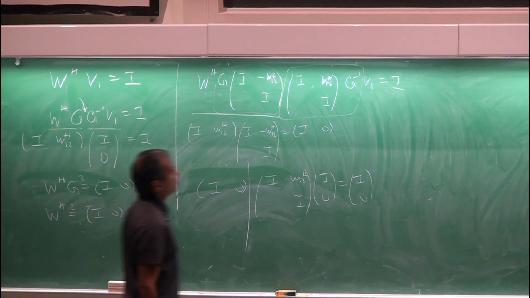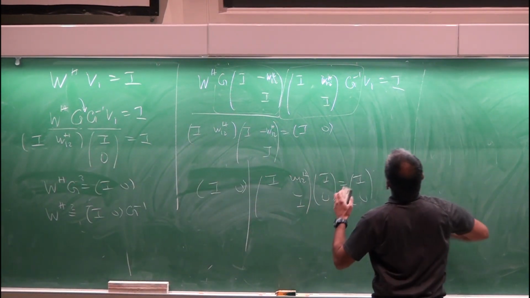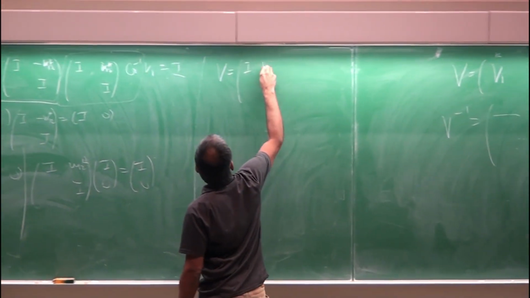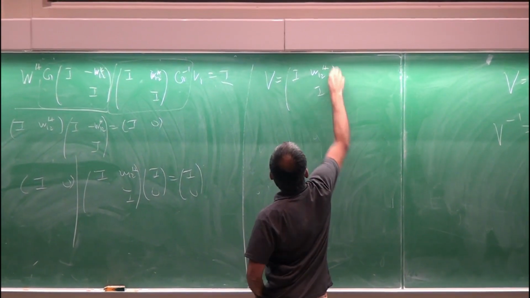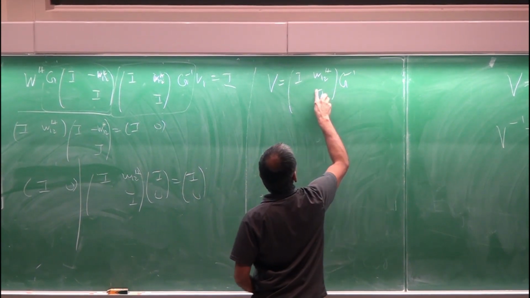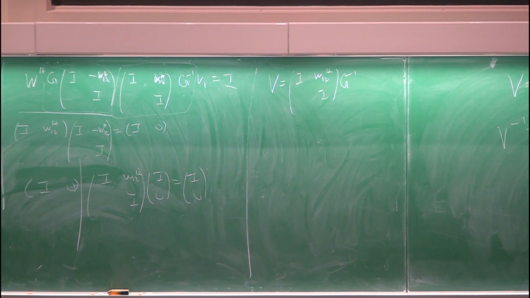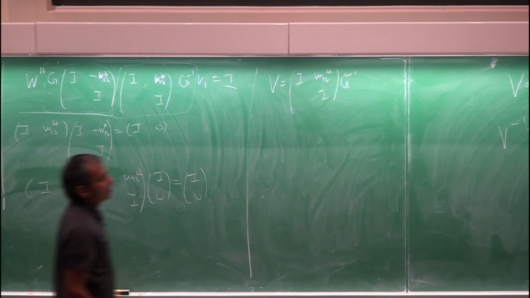So now we know what a V matrix is. We should just take V to be identity W1, 2H, identity G inverse. This is invertible, this is Cayley invertible, this is a Gauss transform, so we're done. And we've made sure that the first few columns of this V matrix are V1, and the first few rows of V inverse are W1H by construction. If not, you should go back and find everything out and make sure that I didn't mess it up.